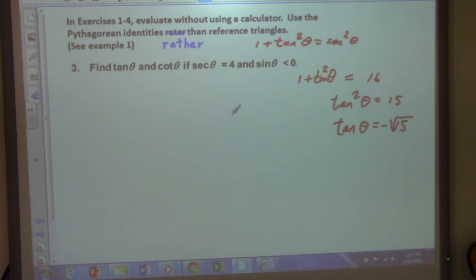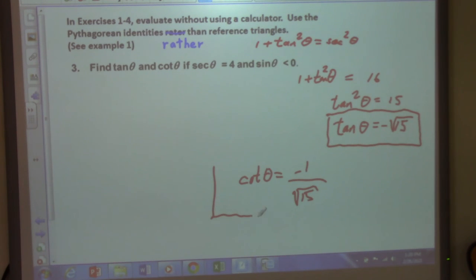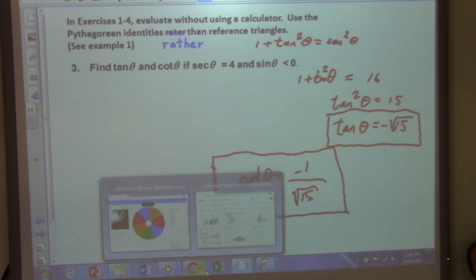Okay, what next? And then cotangent is the opposite of it. Or like the reciprocal, so I did 1 over the square root of 15. So basically you have your answer here, and your cotangent theta is just going to be negative 1 over square root of 15, is that right? That's what I got. Okay. So that's it, isn't it? Is that hard? I think this one here might be a little easier than number 2, but still that's good work.